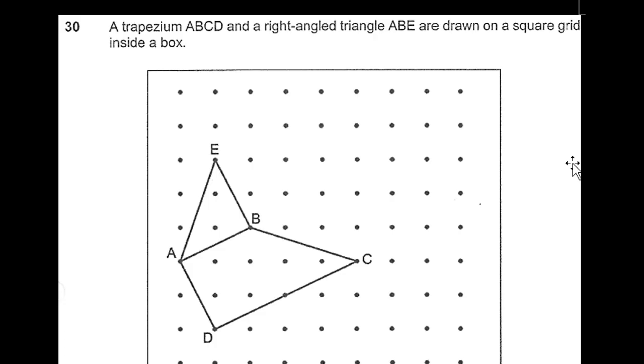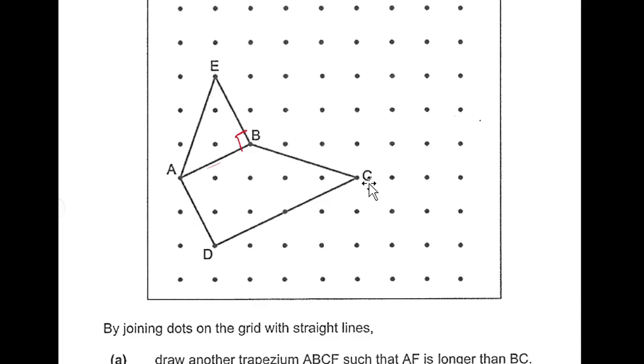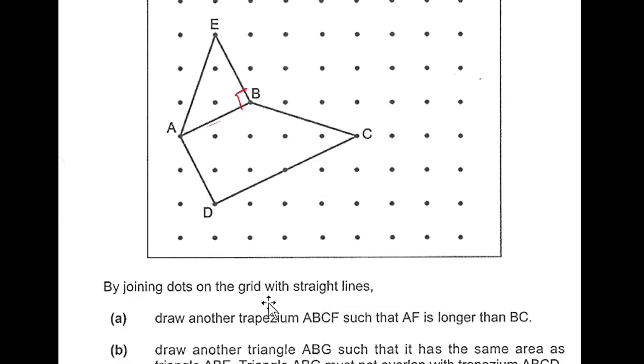Okay, this is the last question. A trapezium ABCD and a right angle triangle. So this is a trapezium ABCD, and a right angle triangle is drawn on the square grid inside the box. So the question number 1 says that, by joining the dots on the grid, draw another trapezium ABCF such that AF is longer than BC. So this is BC. You must draw something that is longer than BC.